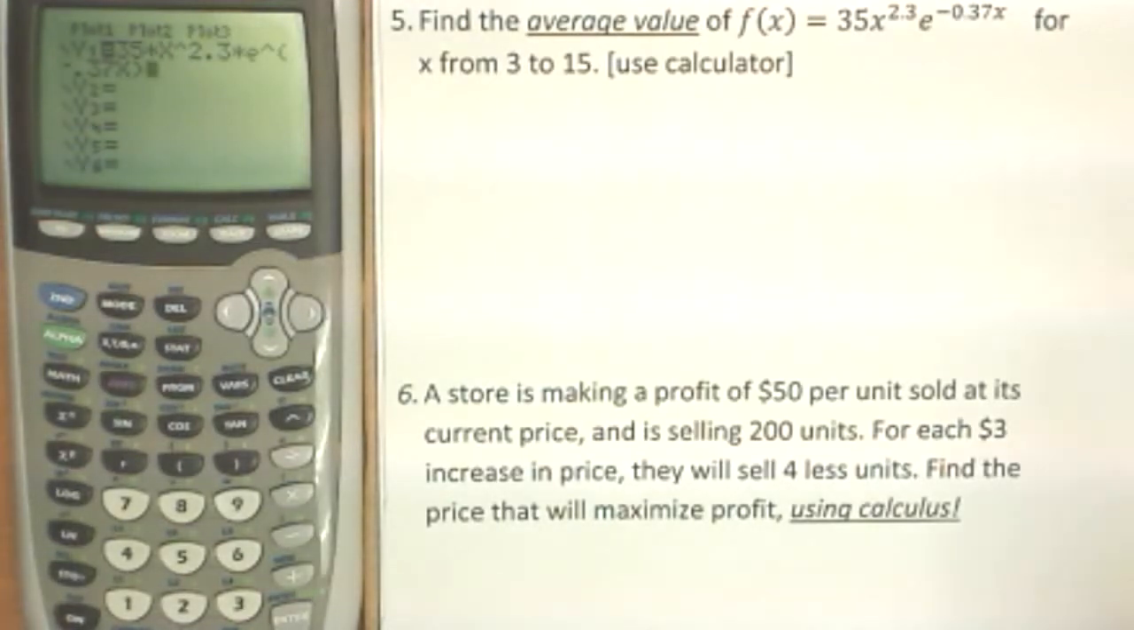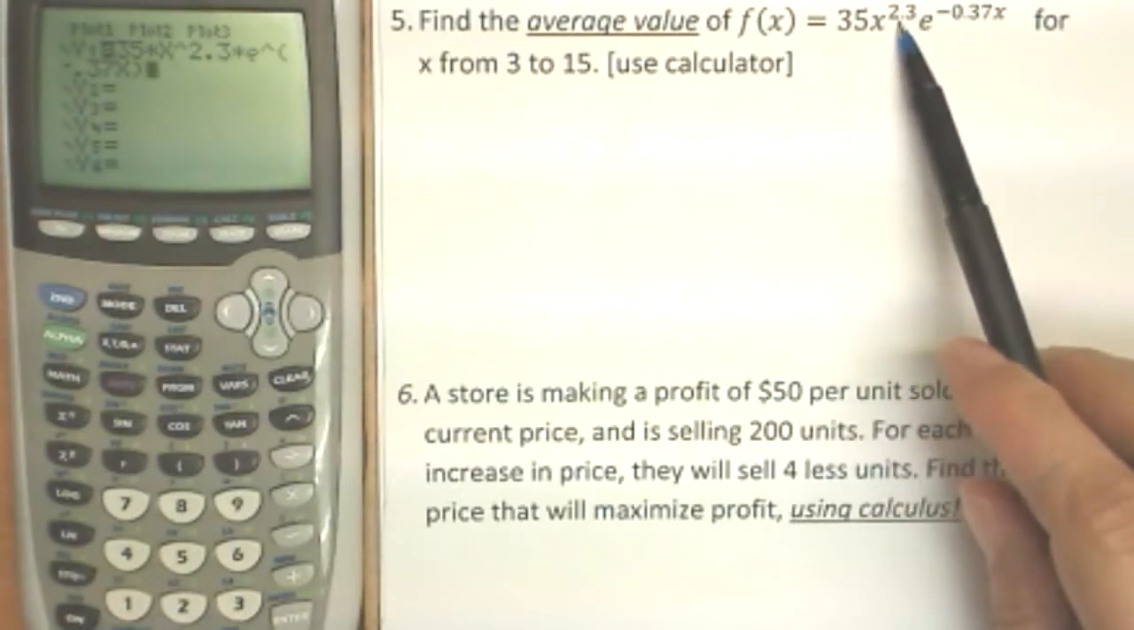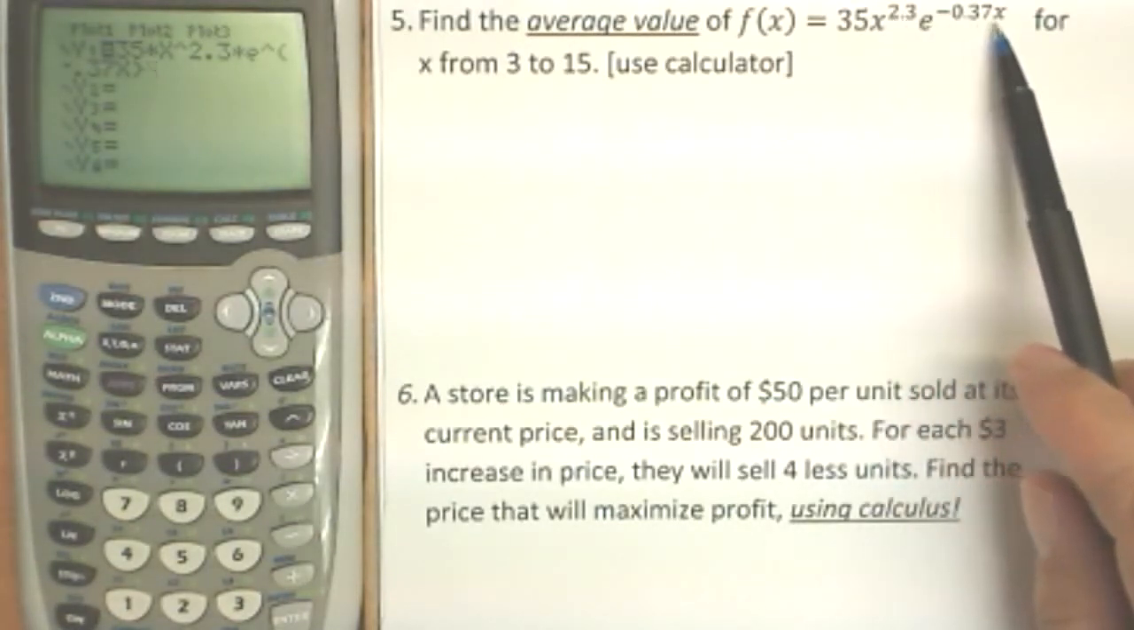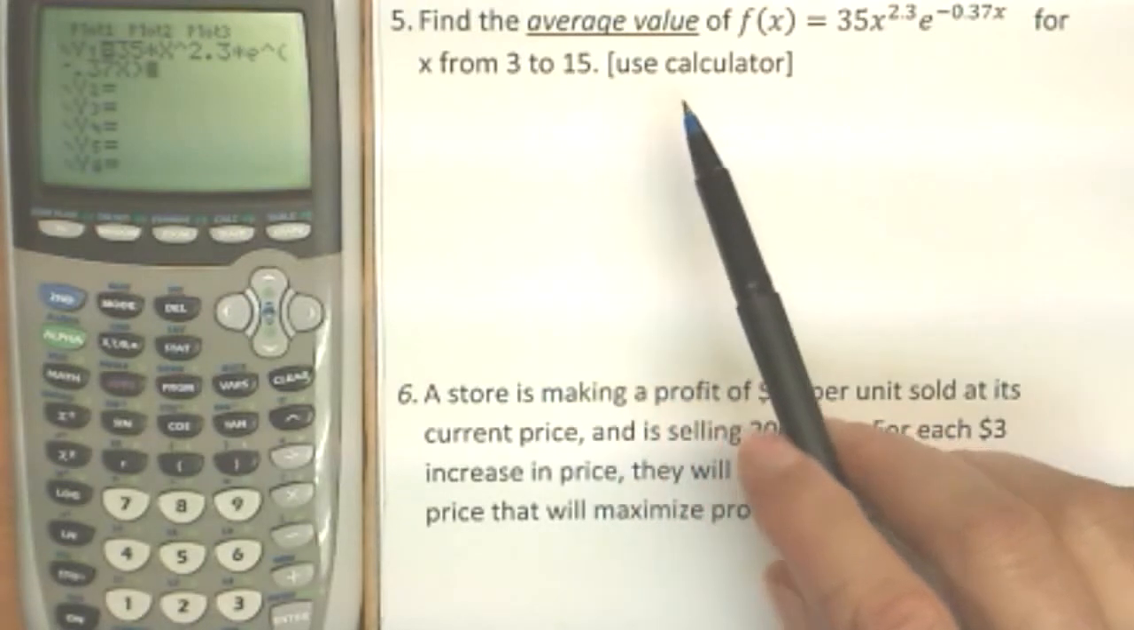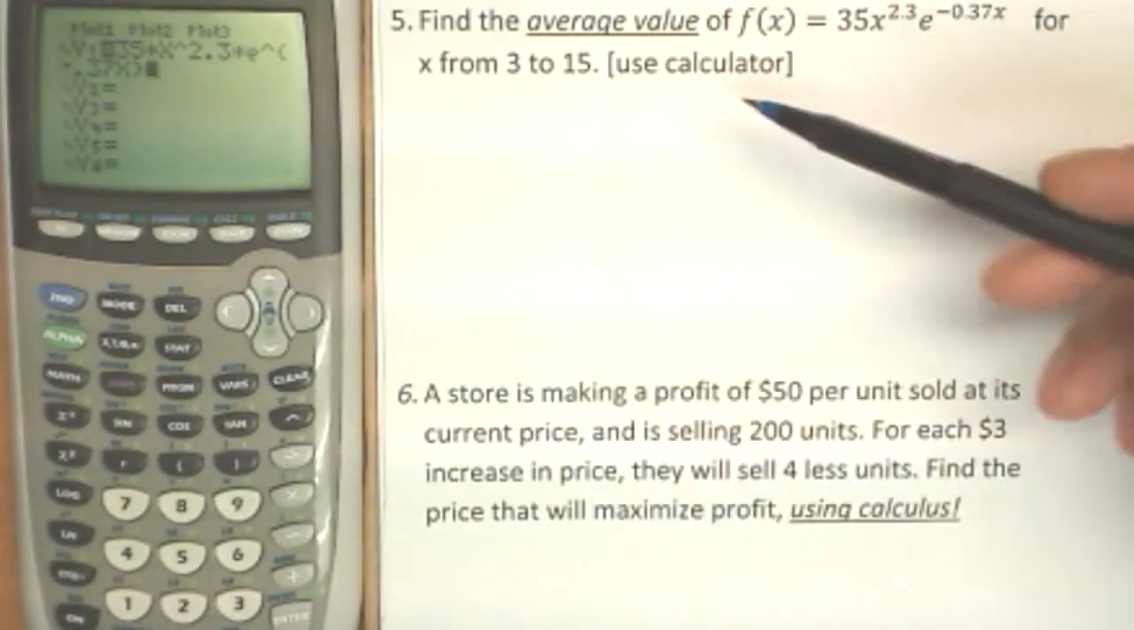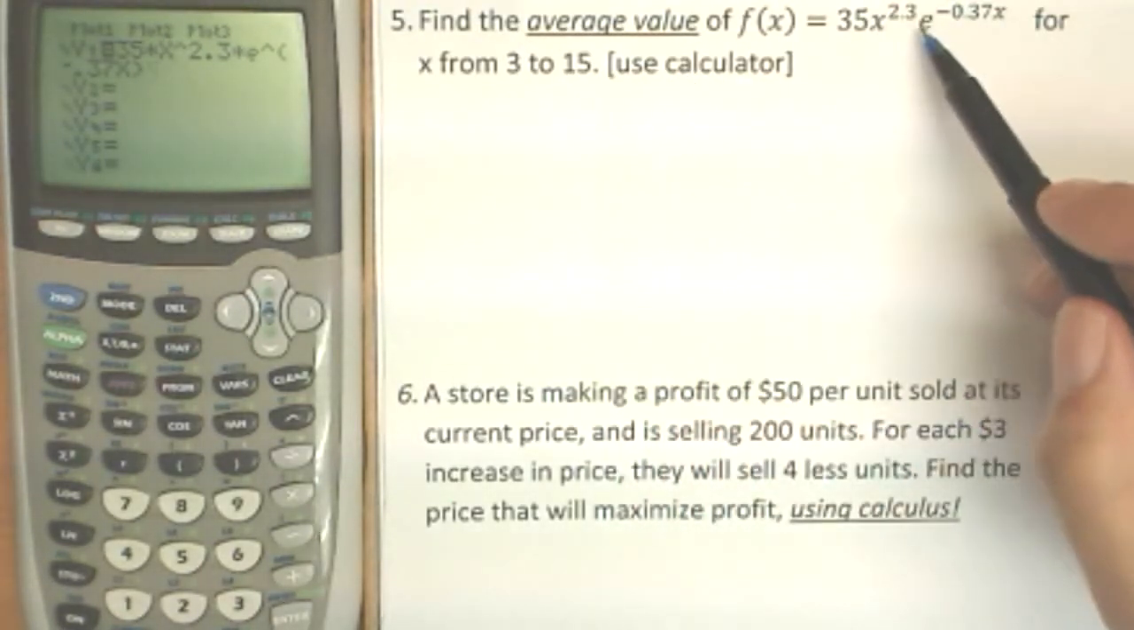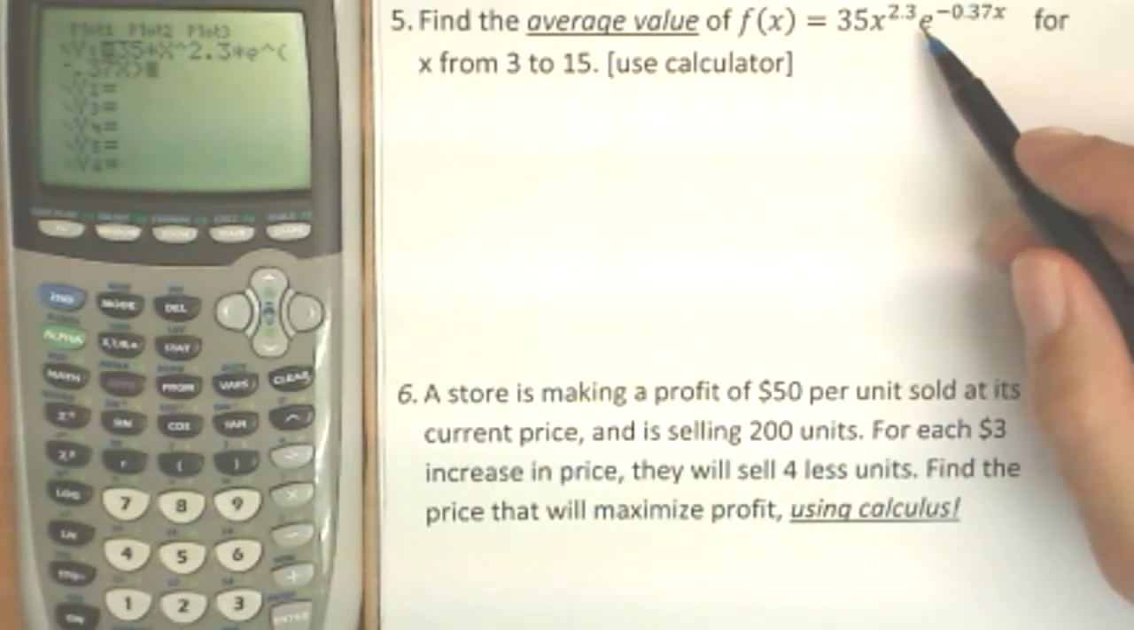Find the average value of f of x equal to 35x to the 2.3 power times e to the negative 0.37x for x from 3 to 15. Use your calculator. Okay, that's a good thing we get to use our calculator because this is a product. We don't have any integration rules for products.